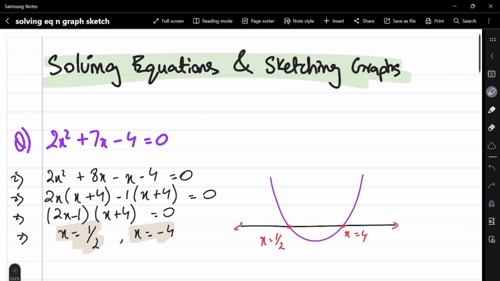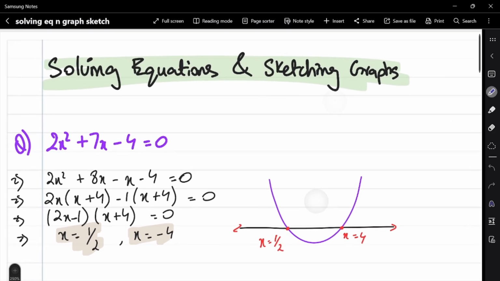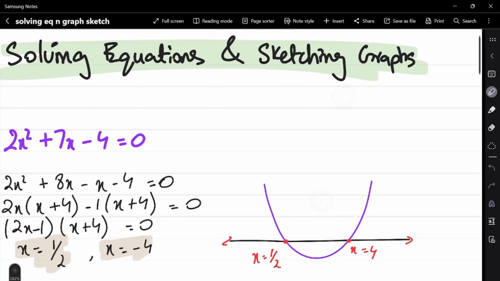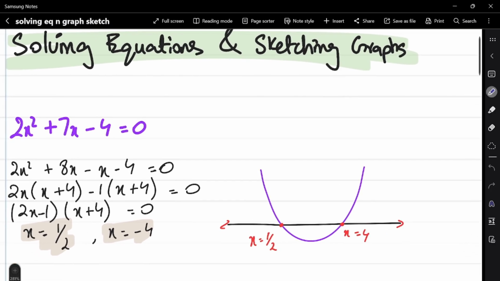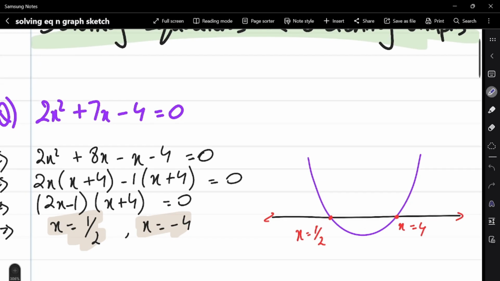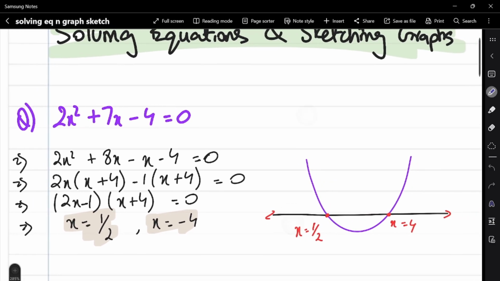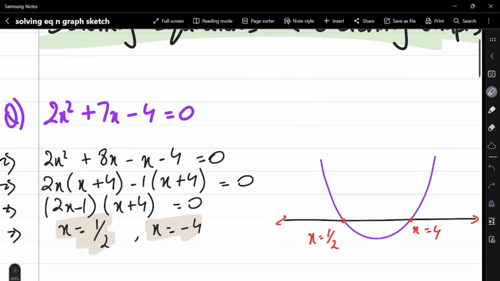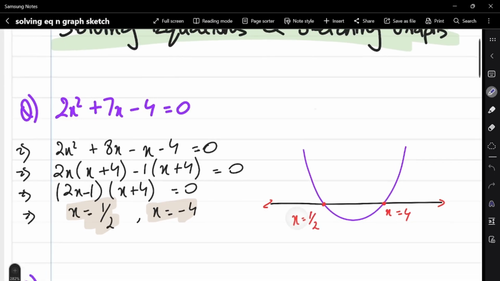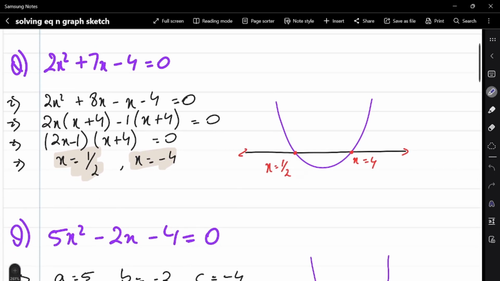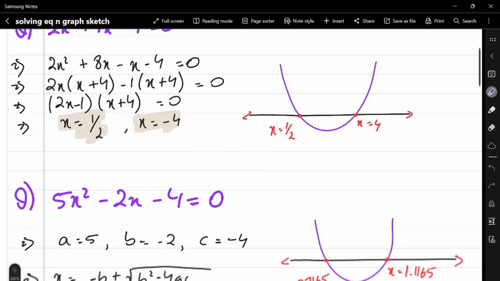We'll be starting off V1 with quadratics. This is the first video of quadratics. We're going to be solving equations and sketching their respective graphs. For this one, we're only going to be dealing with equations that require middle term break and the quadratic formula. Completing the square method we'll see in the next video.